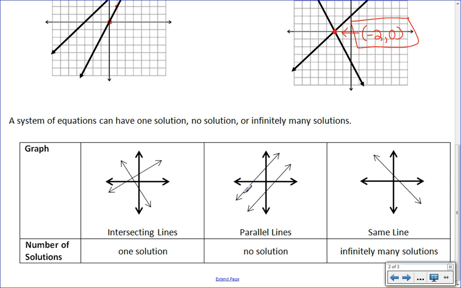So parallel lines don't intersect anywhere. They have no solution. Two equations that give you the same line intersect everywhere. One is right on top of the other one, so they have infinitely many solutions.